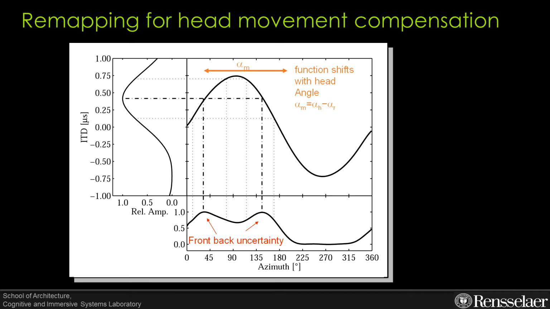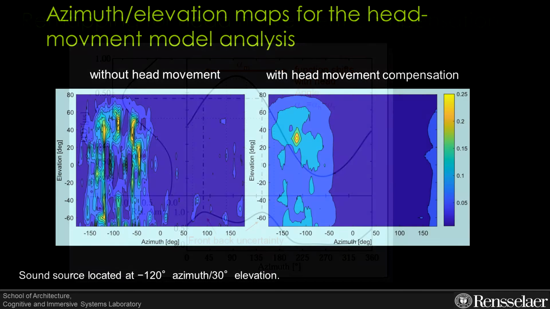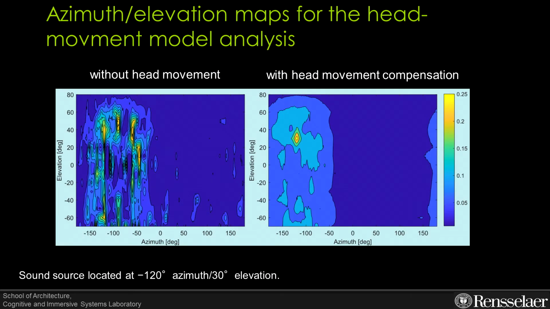I would like to refer you to our 2013 ICA paper or to our Springer article if you want to learn more about this model. But the trick is with those head movements, you can now get an unambiguous position for front-back locations. Can we use this head movement model also to predict elevation? To take it short, yes, you can.